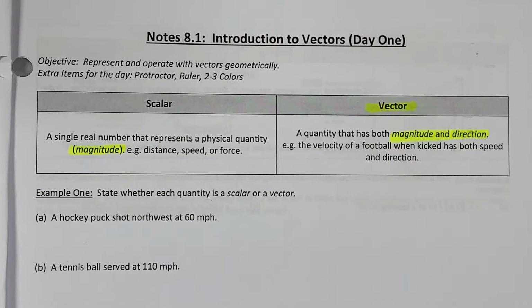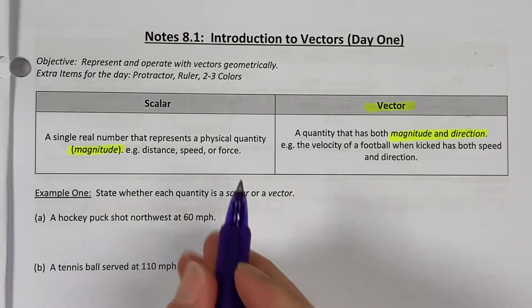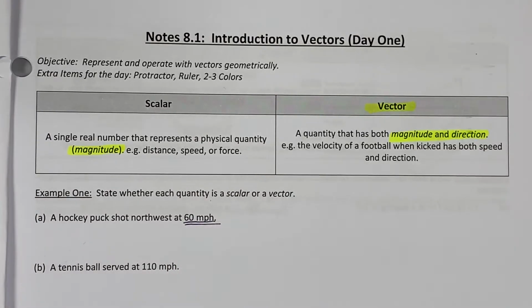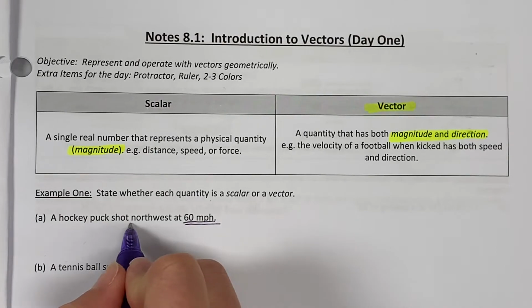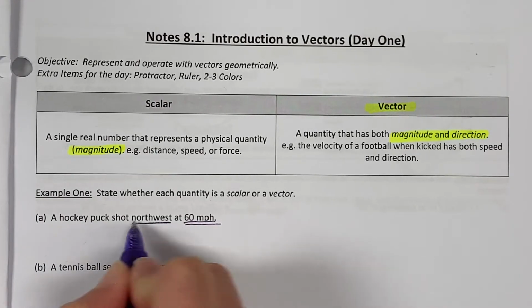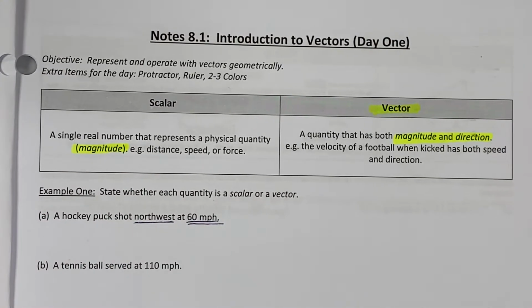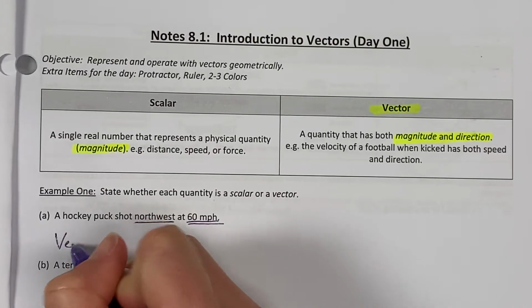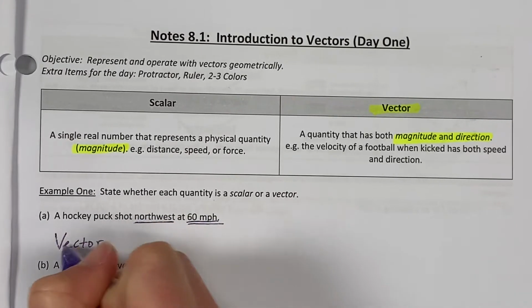In example 1, letter A, we have a hockey puck shot northwest at 60 miles per hour. So there's 2 things that I noticed. It has magnitude. Magnitude can be speed at 60 miles per hour, and it has a direction. The hockey puck is shot northwest. Since it has both a magnitude and a direction, this scenario is representative of a vector.